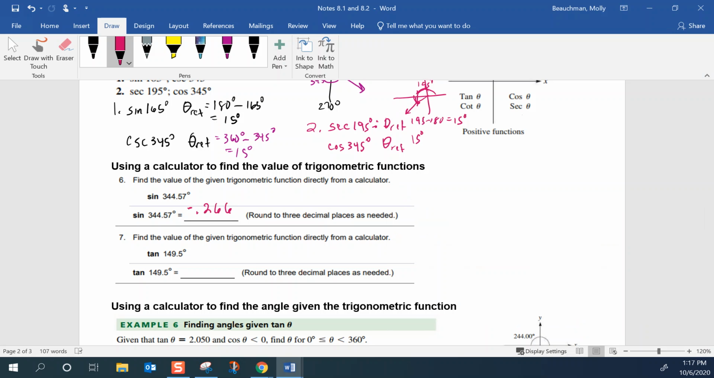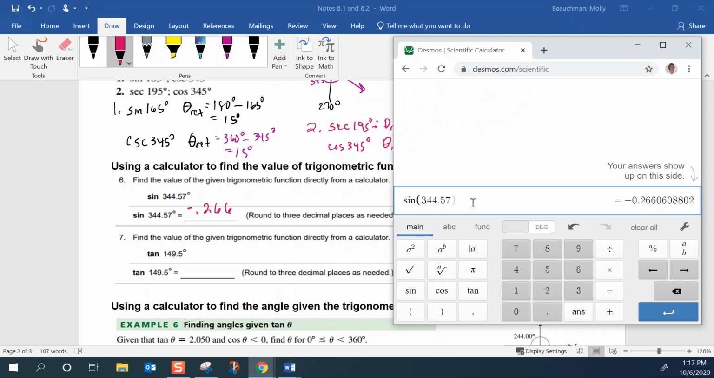Next question, find the value directly from a calculator. So enter. We want the tangent of 149.5 degrees. So we click on tangent, 149.5, and we're given negative 0.589.